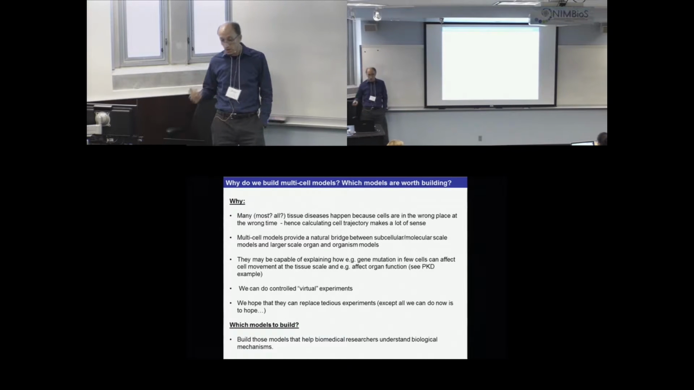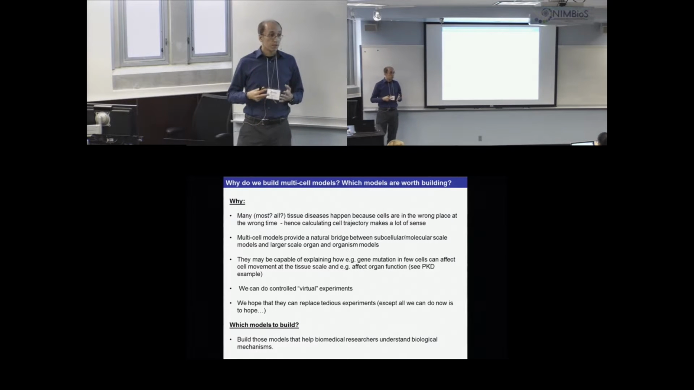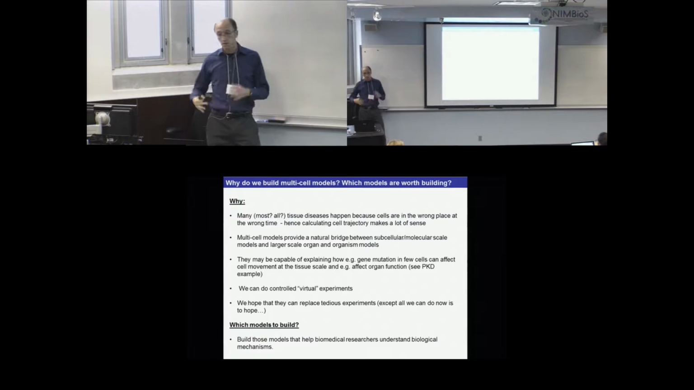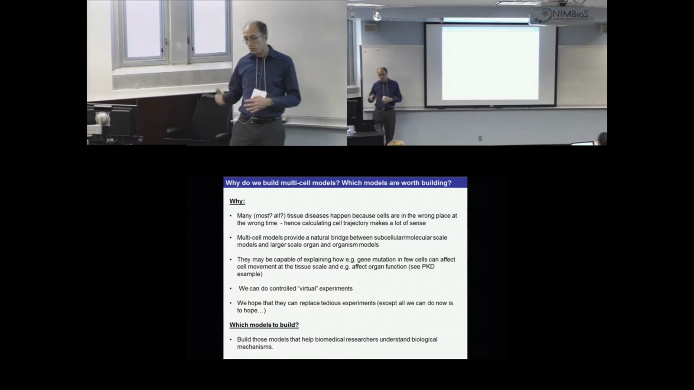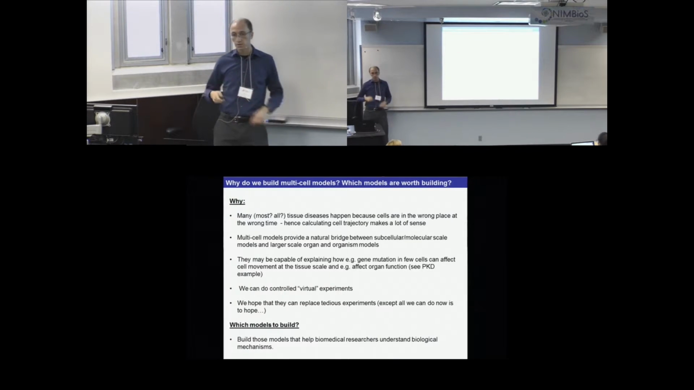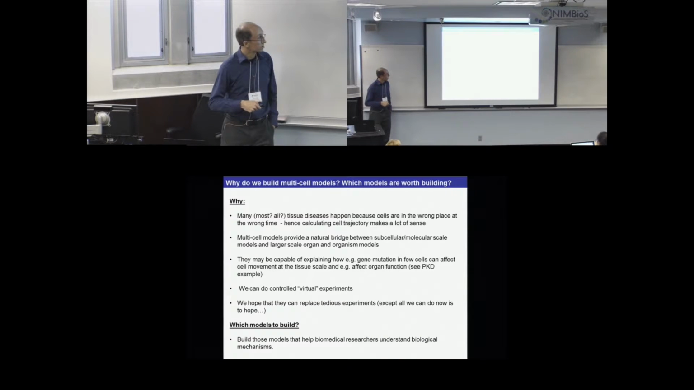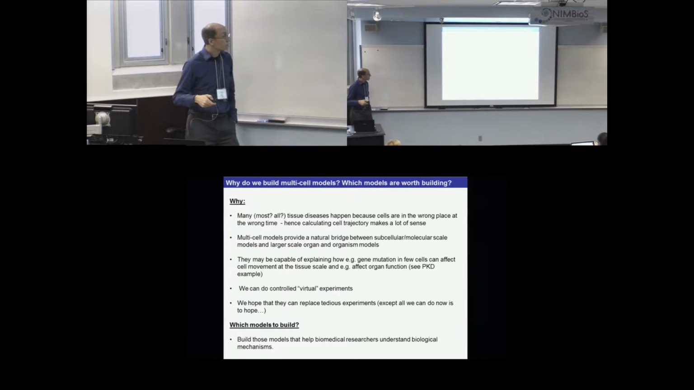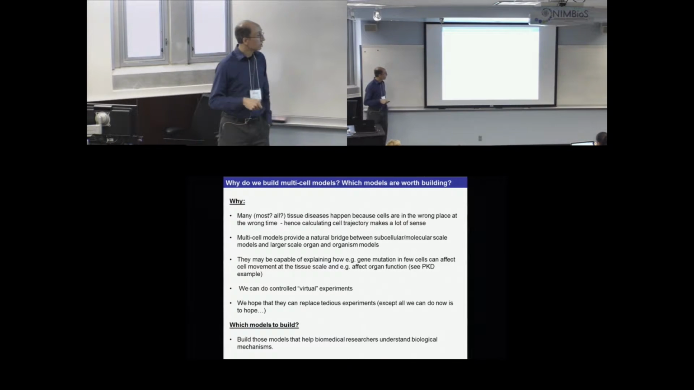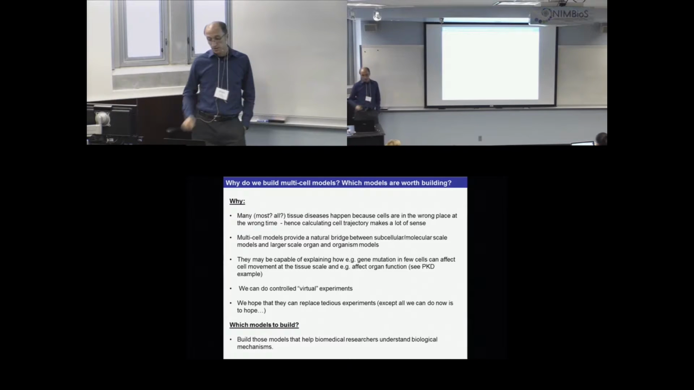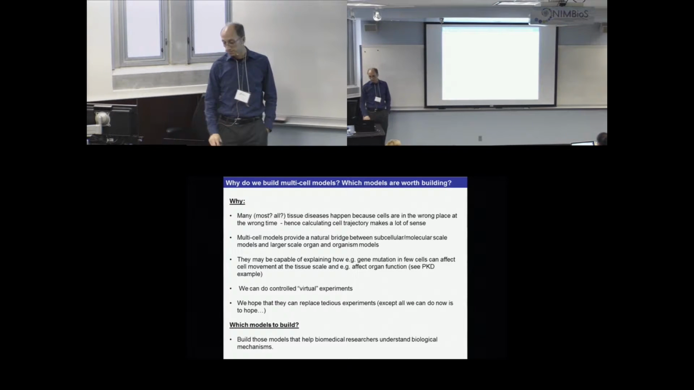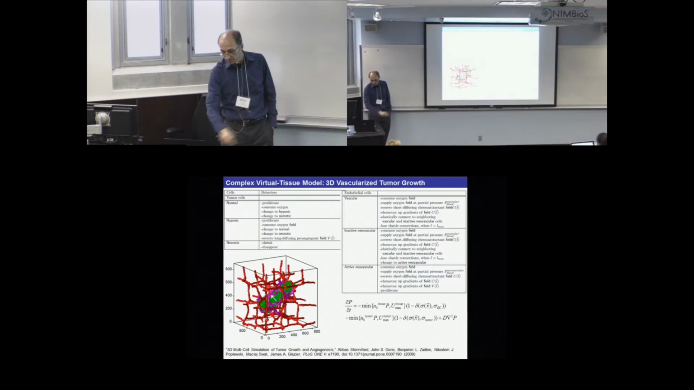We're not there yet. Many of us work with experimentalists, with clinicians, and I think slowly we are getting to the point where there is a better appreciation of what we are doing, but there's still a long way ahead of us. And which models are worth building? Mainly those models which help biomedical researchers understand biological mechanisms.